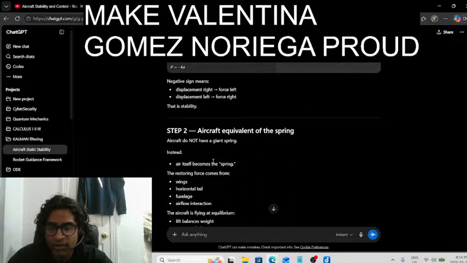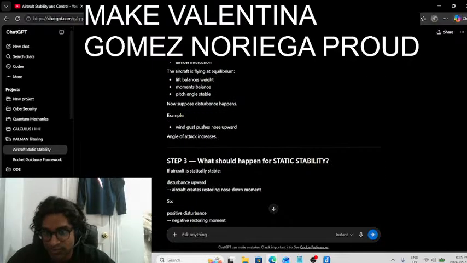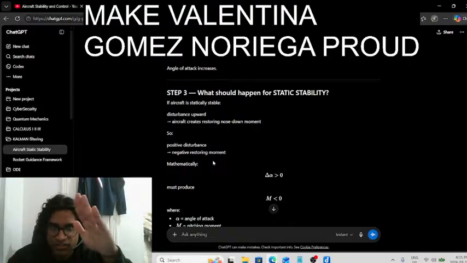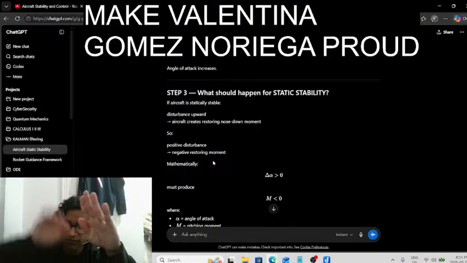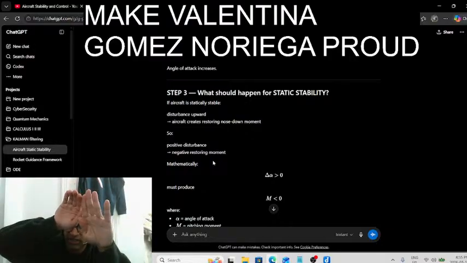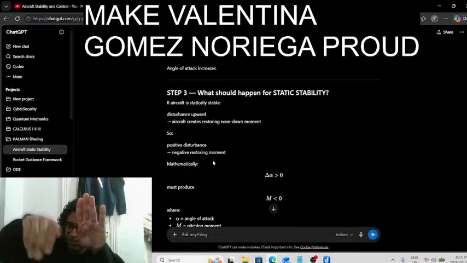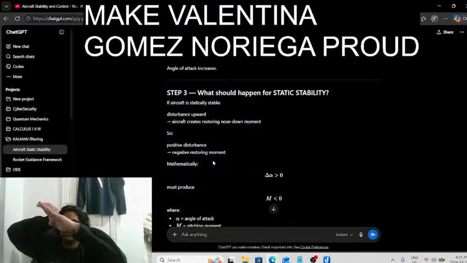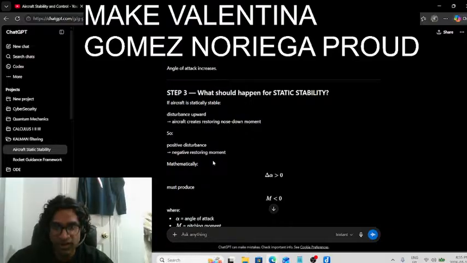Aircraft do not have a giant spring. The air itself is the spring because it's going to act with an equal and opposite force. So if there's a disturbance upwards, the aircraft will create the restoring force that will force the nose to pitch downwards. If it's upwards, it's going to go down. And so that's the negative restoring force.